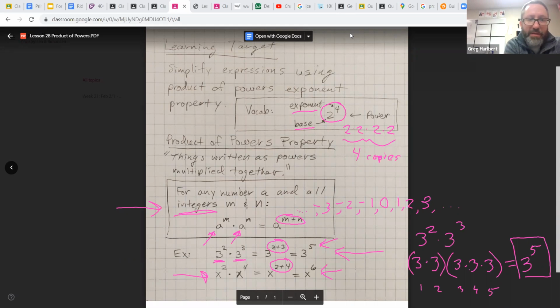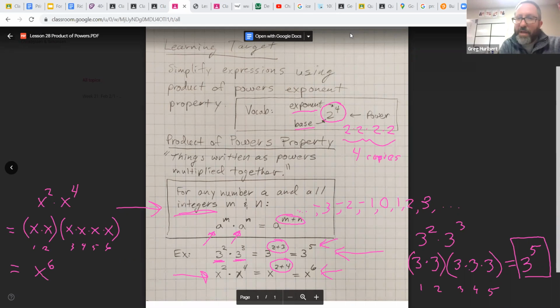Now, if you look at that and appeal to the definition of exponents, x squared times x to the 4th. X squared means 2 copies of x multiplied together. X to the 4th means 4 copies of x multiplied together. If we counted those all up, we have 1, 2, 3, 4, 5, 6 of them total. So written as an exponent, that would be 6 copies of x all multiplied together. And that's another way to see how that comes out to be x to the 6th.